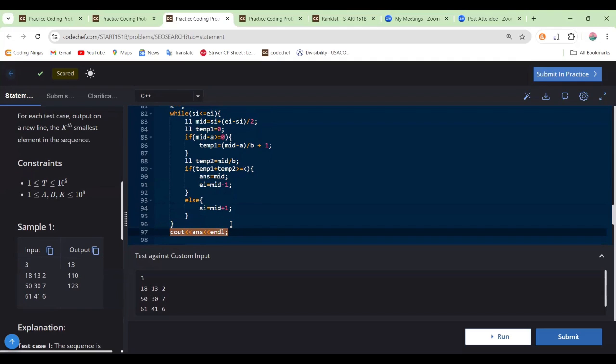Tell me, any doubt in the code? It was an easy one, right?